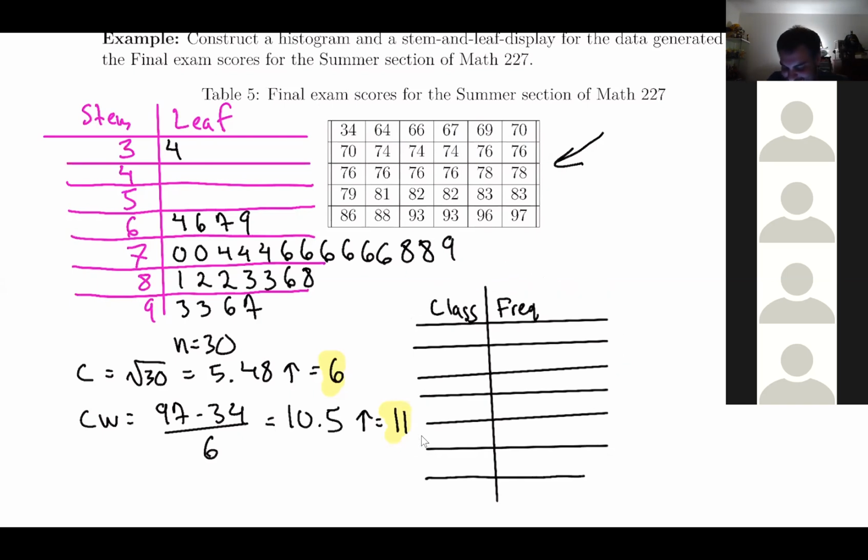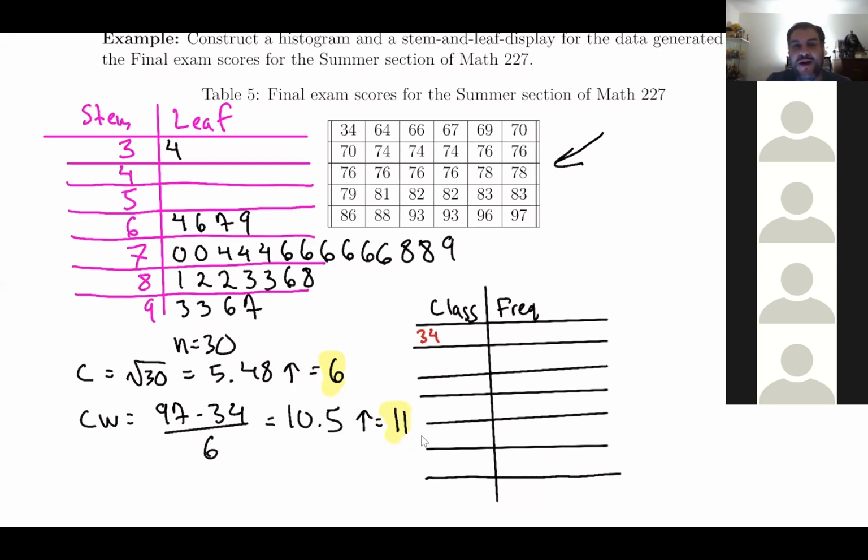That didn't work out. All right. So if you look at it, I did my class, well, my frequency table. I did 6 rows because C is equal to 6. So for this one, what is my lowest number? Cool, 34. So we start off with 34.